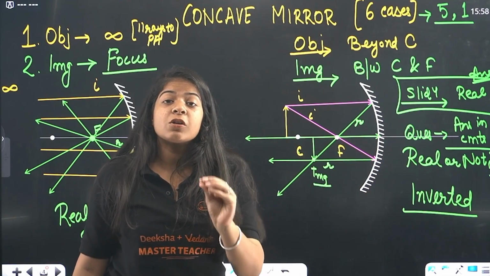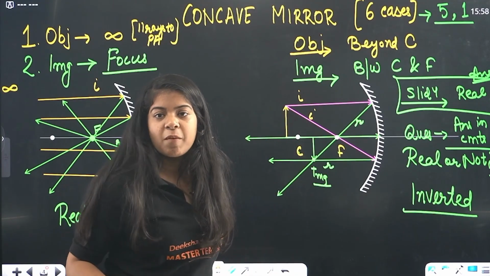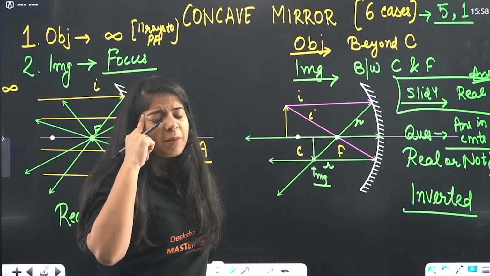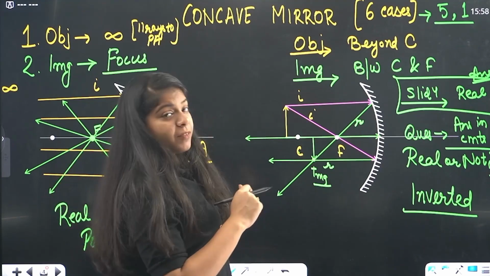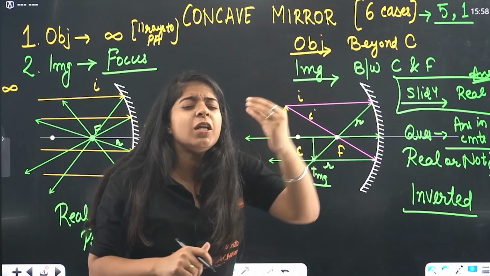Okay. Now we have a real image, we have an inverted image, but beta, what? We have to also give them the size. Now see carefully, is this smaller than this? Yes ma'am, it looks smaller. And also I remember in the first case the image is point size, right? At focus. So it will increase in size a little bit.